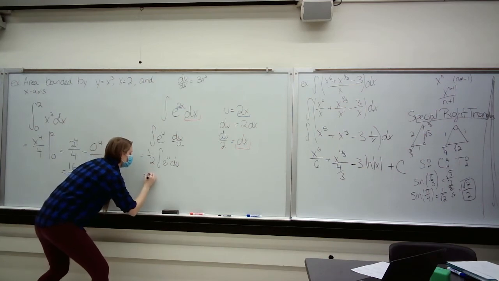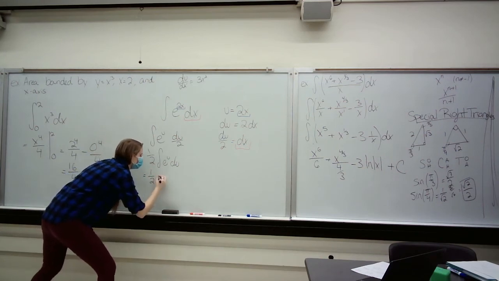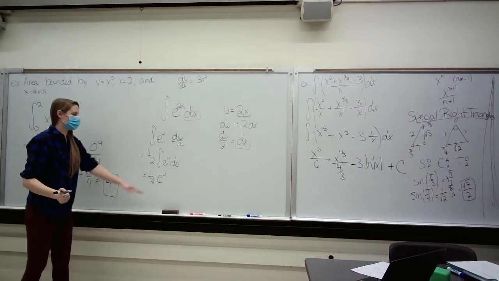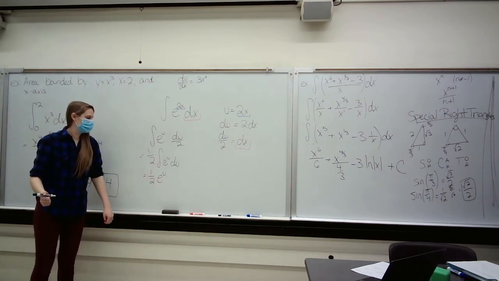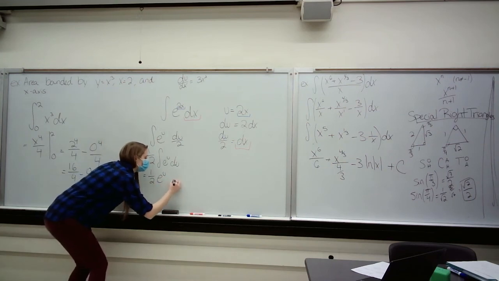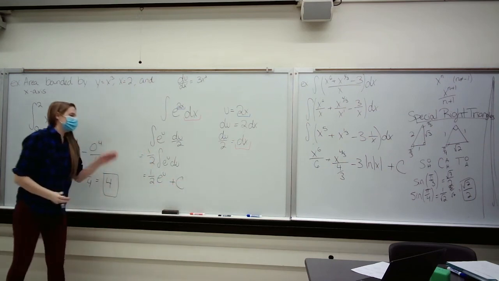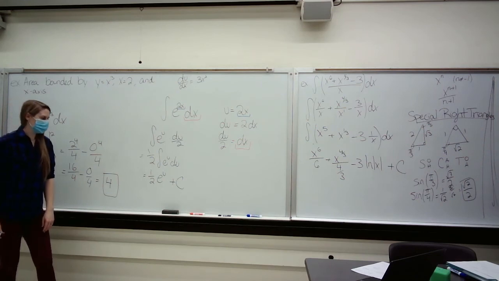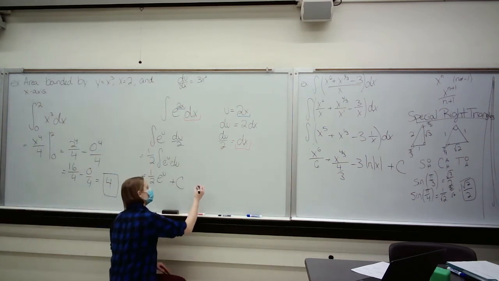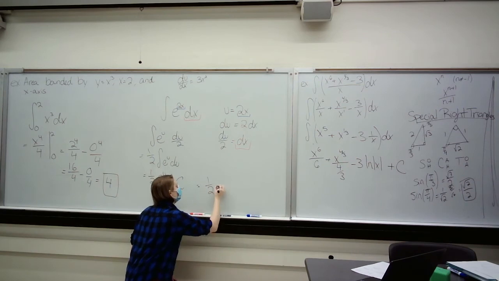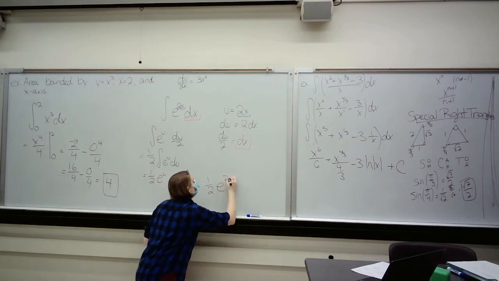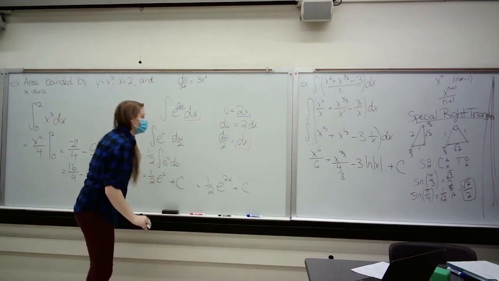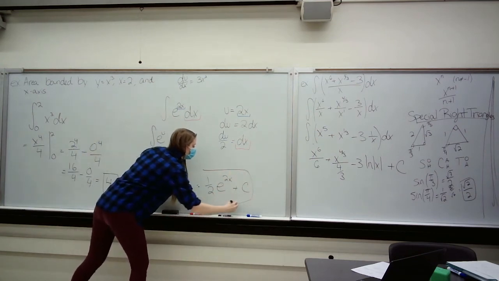Now I do my integral. So 1/2, the integral of e to the u is just e to the u. What else do I need? Plus c. And since I didn't have any bounds, what's my last step? Plug in for u. So 1/2 e to the 2x plus c. And that's it.